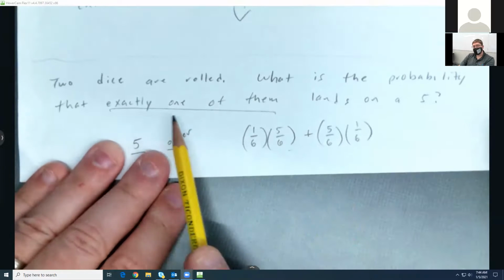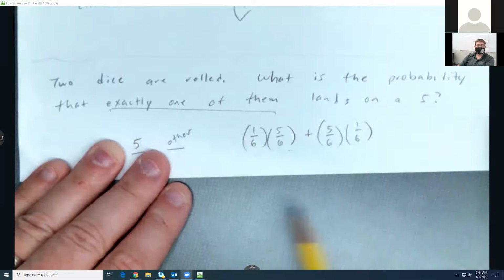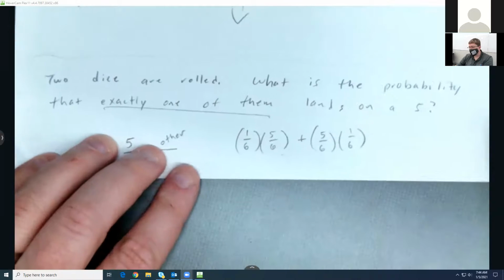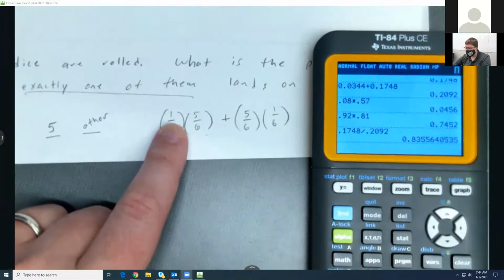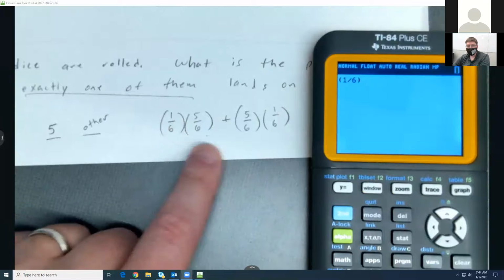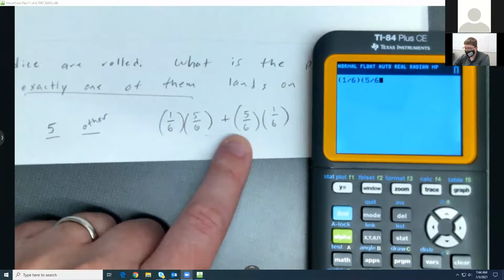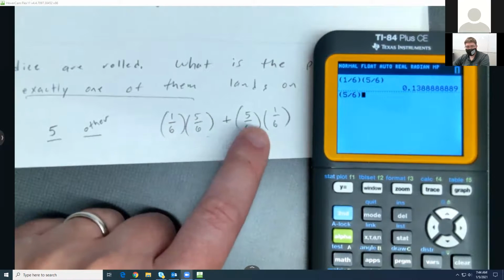So whenever you see the exactly 1 problem, you either add up all of the different possibilities, or the simple shortcut that we talked about in December was to multiply by how many different options you have. So in this case, I'll show you both on the calculator just so you guys can see how that still works. So we have 1 out of 6 for the first die, and then we have 5 out of 6 for the second die, plus we're going to have 5 out of 6 for the first die again, it could be anything, and then 1 out of 6 for the second die.